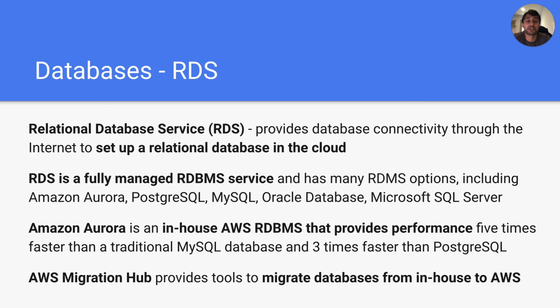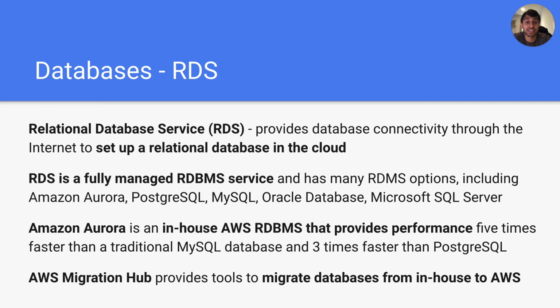RDBMS is the most popular DBMS in the market. Examples include MySQL, Oracle, and Microsoft SQL Server. So in the AWS ecosystem, RDS is the primary service offering for relational databases in the cloud. Amazon RDS provides database connectivity through the internet to set up a relational database in the cloud. RDS is a fully managed RDBMS service and has many RDBMS options, including Amazon Aurora, Postgres, MySQL, Oracle Database, and Microsoft SQL Server.